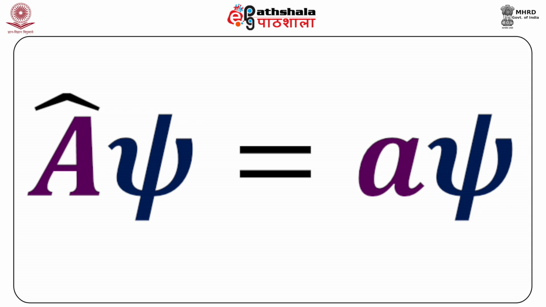Suppose that operator is A cap. Then we take that operator and operate it on the wave function. After operation, if we get a constant small a times the wave function back, then this equation is called the eigenvalue equation.